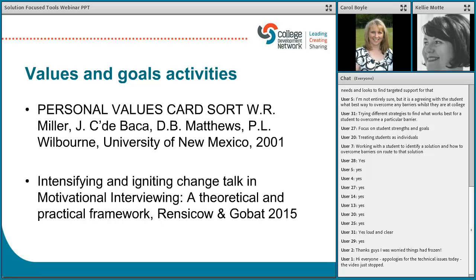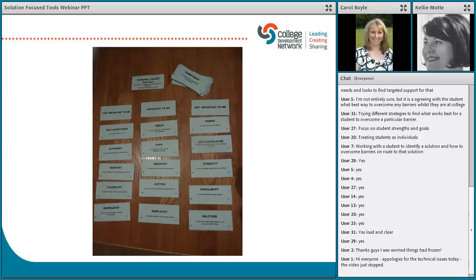Now the first one, W.R. Miller, is Bill Miller, who is one of the co-founders of motivational interviewing. So it's very congruent with that approach, if that's something that you're kind of into. And then Intensifying and Igniting Change Talk is an academic article, but it's got quite a few examples of the kind of lists you can create for making up your own values and goals activities. And there should be a picture in the next one. As you can see, very non-technical. I just fired these down on my kitchen table.